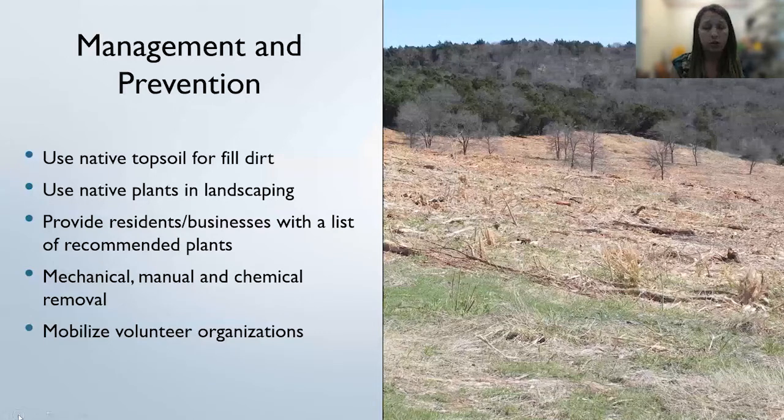So look into your local Master Naturalist chapter, or if any of your parks have friends of groups, those are great resources. I would look into, contact them and see if there's any potential for y'all to partner and say like, hey, we've got a lot of privet popping up in this one area. Do y'all think you could organize a work day and come and help us get rid of some of it? Because we've got a lot of folks across the Metroplex that do stuff like that all the time.